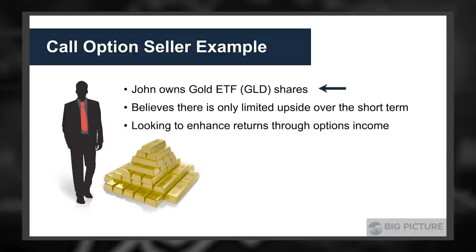In the options market, you could theoretically be naked, but for the sake of this example, John actually owns GLD shares, he actually has the gold. But what makes a market is different opinions. And John has a very different opinion than Jane. Jane thinks gold is going higher and wants to participate. But John, on the other hand, believes there's only a limited upside in the short term for gold and is looking to enhance his returns through selling some options for income. And so they make two very good counterparties for each other.